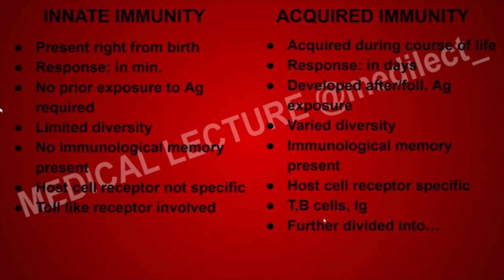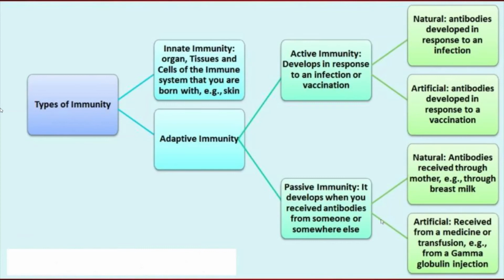Toll-like receptors are involved in innate. Over here, T and B cells are involved, immunoglobulin involved, and remember this acquired or adaptive immunity is further divided into two types, that is active and passive immunity.